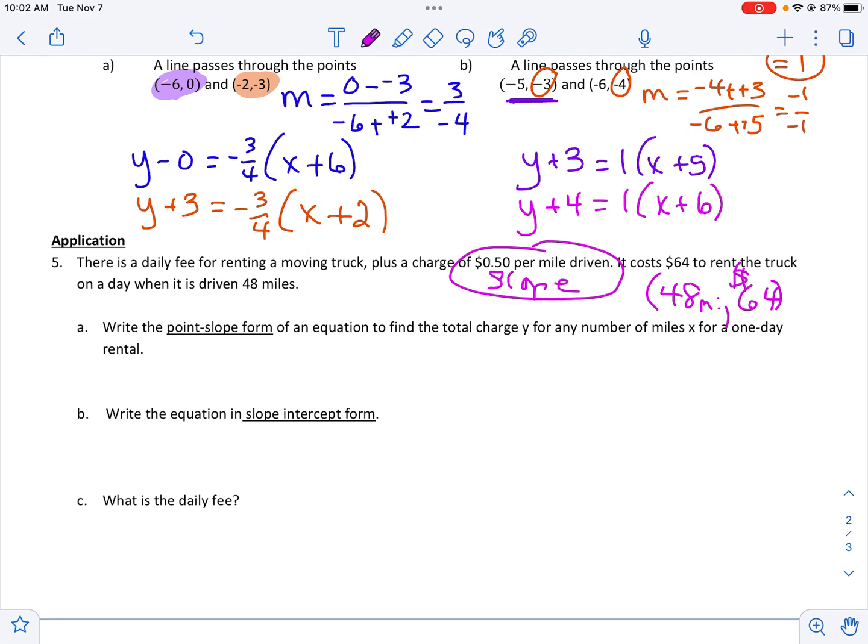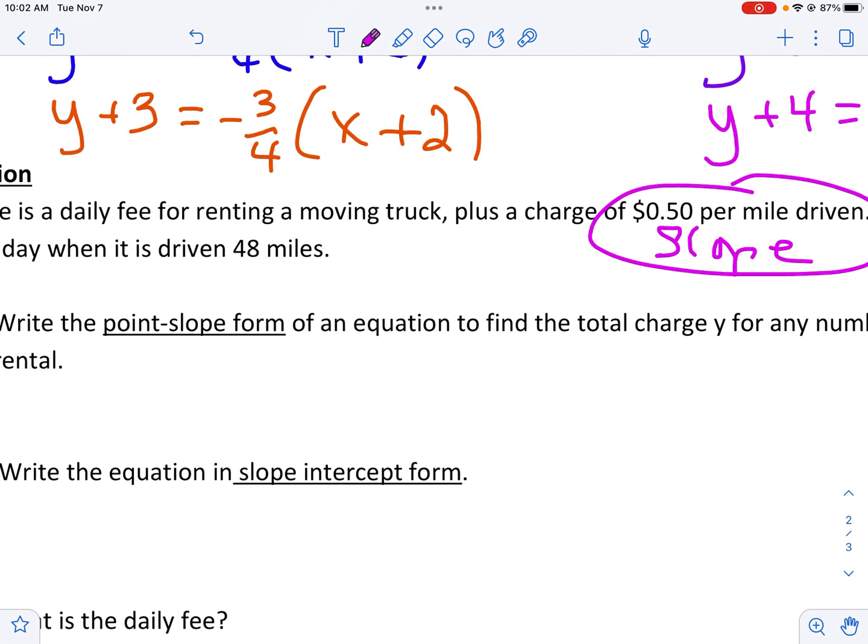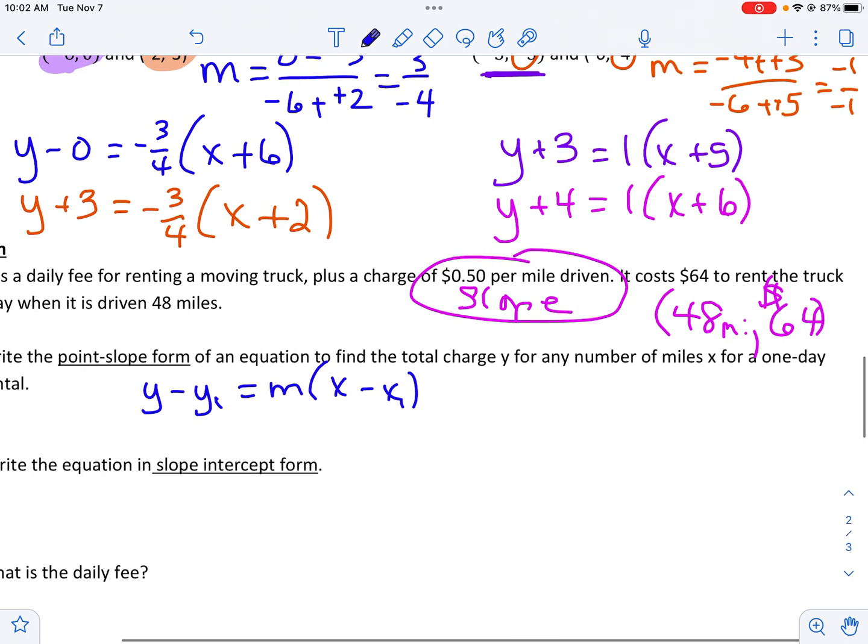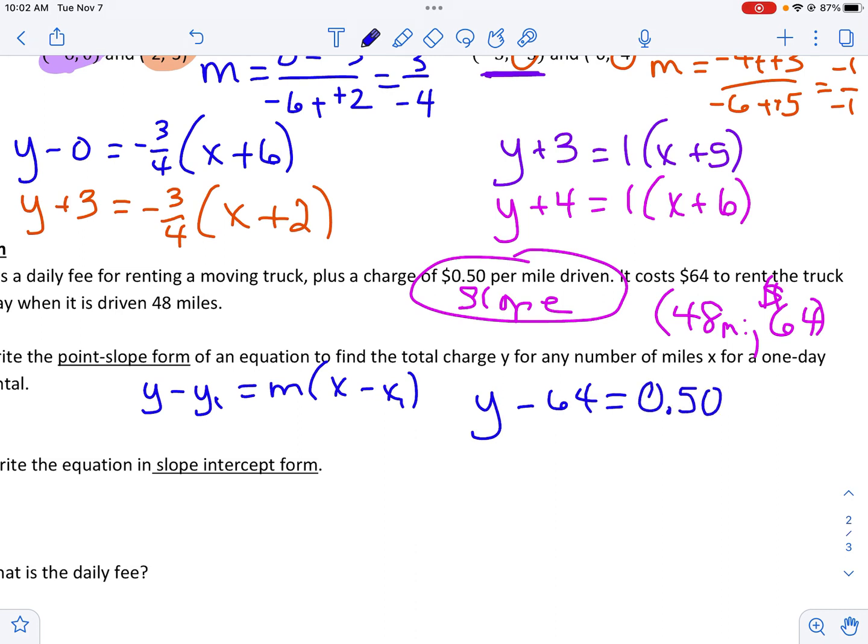There's my ordered pair. So we're going to go ahead and write it in slope-intercept form. So remember, let's make that a little darker. It's in this format. So our ordered pair was 48 is the x and 64 is the y. So our equation then becomes y minus 64 is equal to our slope, which is 50 cents, so 0.50 times the quantity, x minus 48 miles.